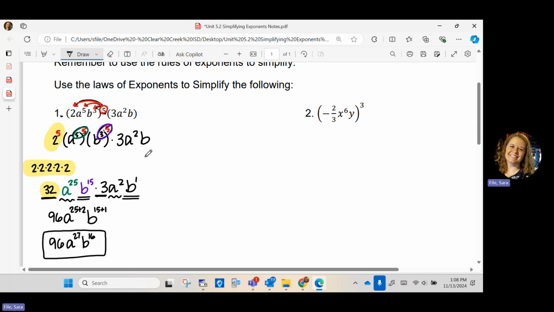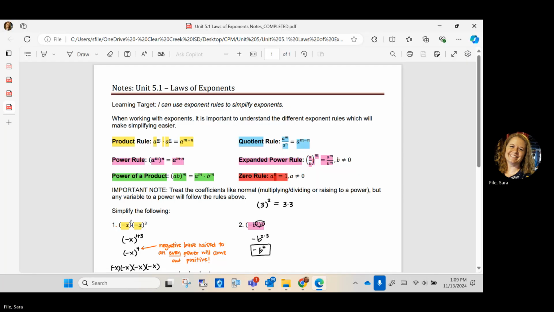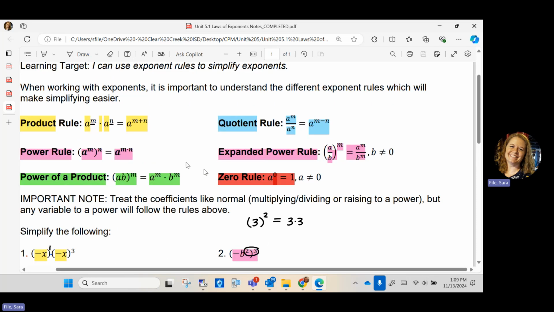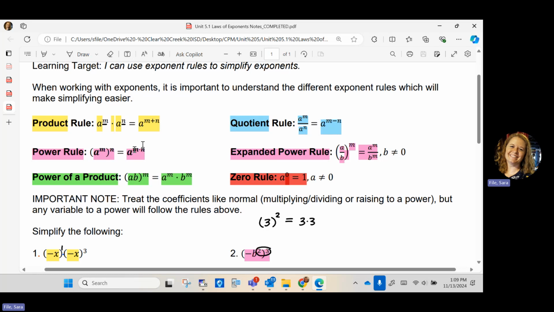So we combined a lot of properties there. Let me pull these up from yesterday so I can reference them. We used product property there at the end. We used power property when you have an exponent on an exponent. We used power of product, showing that the exponent outside the parenthesis goes to every term inside. So we used all three of these rules in that one problem.